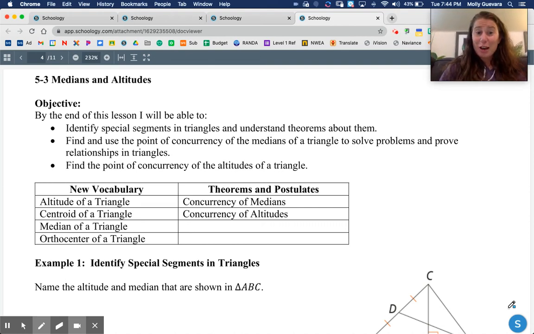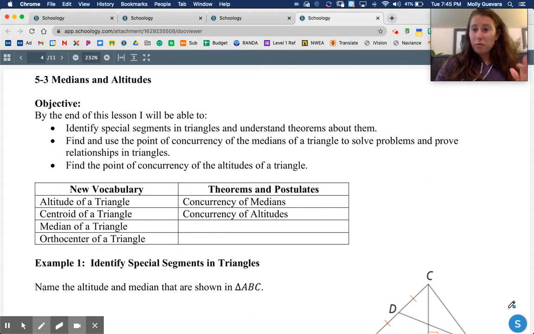We're going to do 5-3 today, which is all about medians and altitudes. This is something we haven't talked about yet, so we're going to have new vocabulary again today. We actually have 3 objectives for today. We're going to identify special segments in triangles and understand theorems about them. So we're going to learn about what is an altitude, what is a median, what is a centroid, and so on and so forth. We're going to find and use the point of concurrency for the medians of a triangle to solve problems. And then we're going to find the point of concurrency of the altitudes of a triangle.